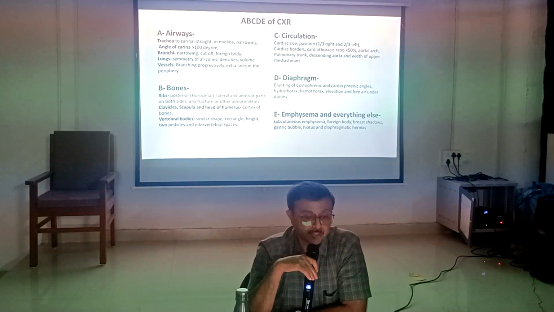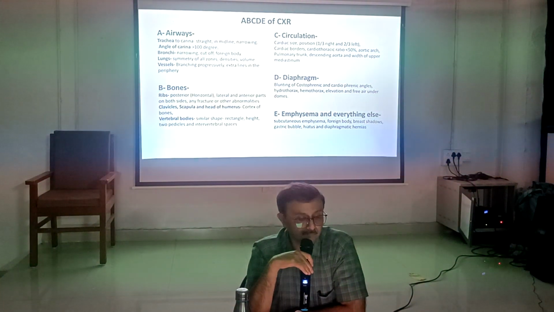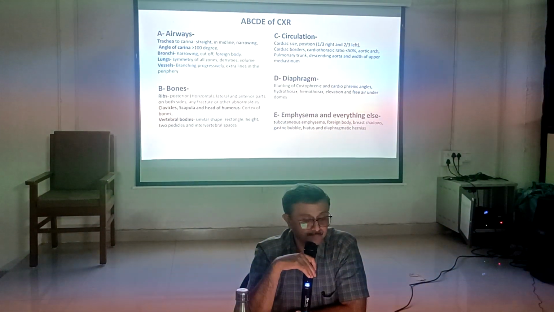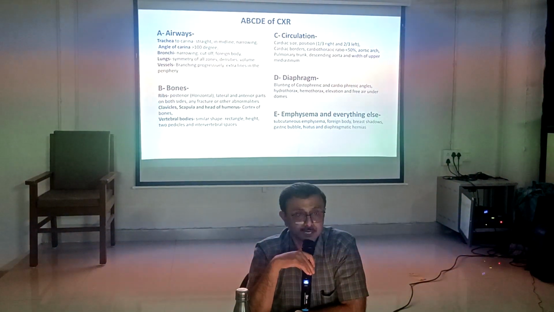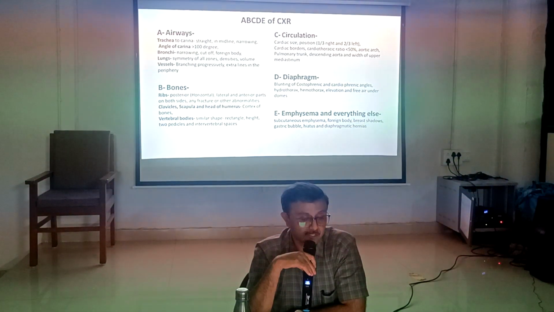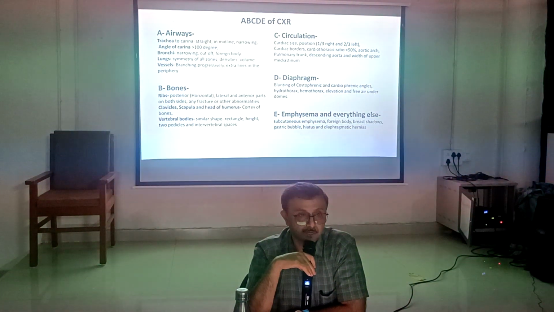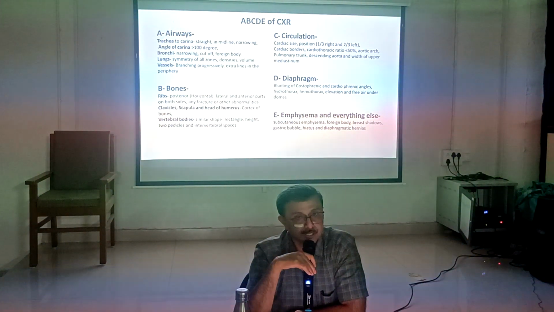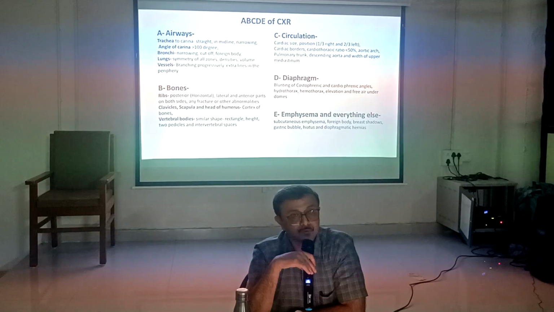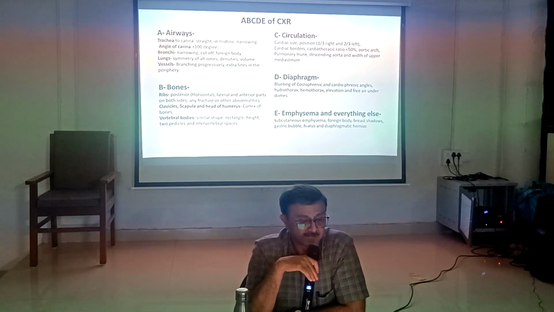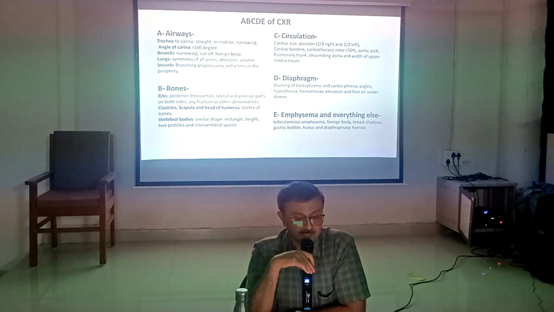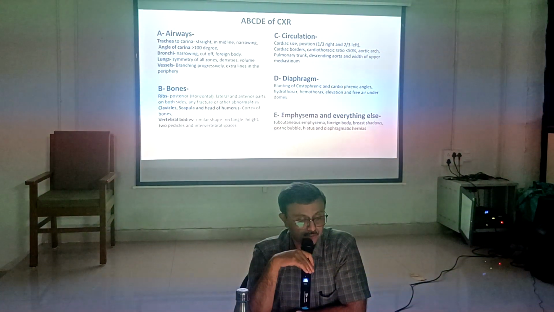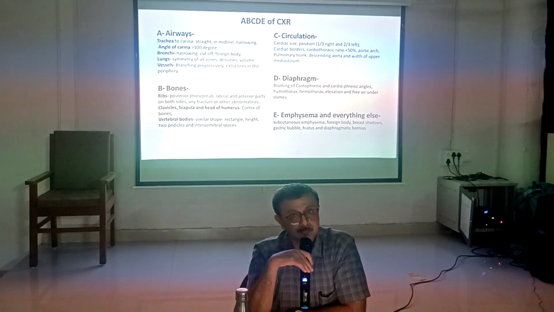See the lungs, symmetry of all zones, densities, volume, vessels branching progressively, extra lines in periphery. Bones: ribs passing through, posterior or horizontal, lateral and anterior parts on both sides, any fracture or other abnormalities. Any break in the outer cortical line is a fracture. Continuity of the line should be there. Clavicle, scapula, upper humerus, cortex and bones. Vertebral bodies: similar shape, rectangular, height, pedicles and intervertebral spaces.